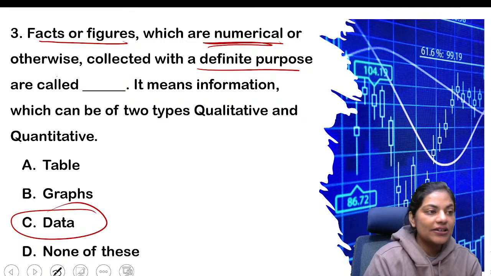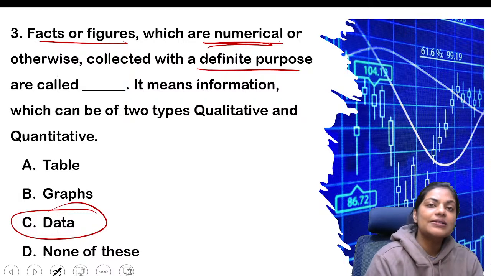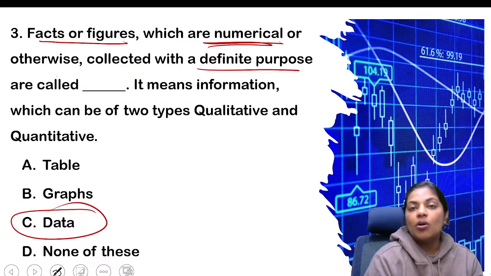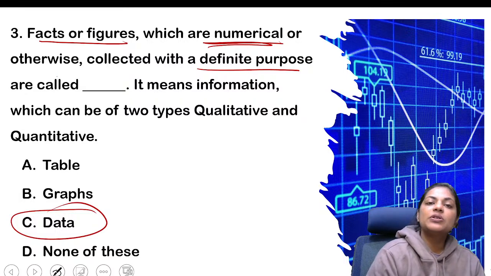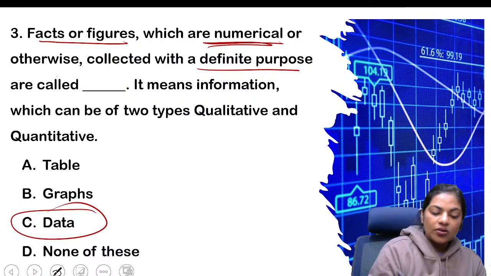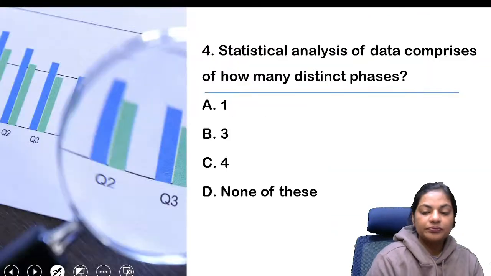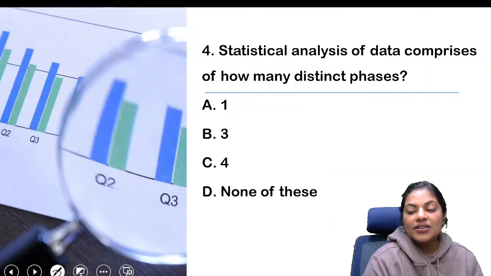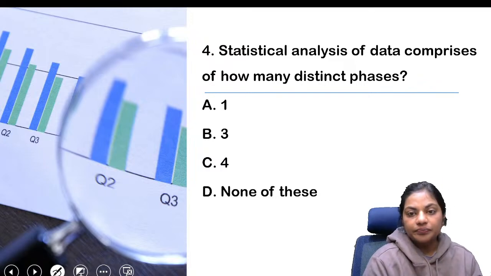Data could be facts, it could be figures, but it could be qualitative also, it could be quantitative also. But for the purpose of statistics, we need numerical data, quantitative data, for the purpose of relevant decision making, right? So it is data. Then next one. Statistical analysis of data comprises of how many distinct phases? 1, 3, 4 or none of these.